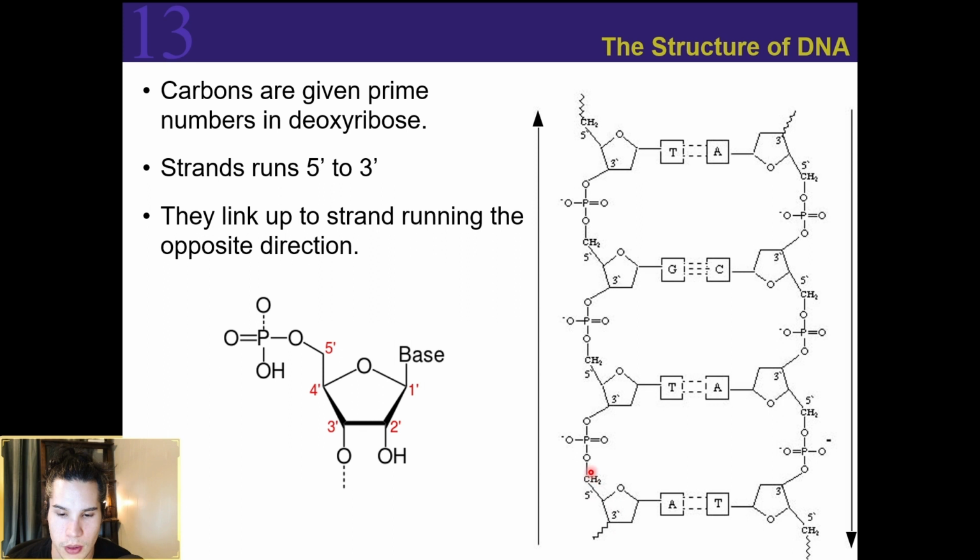Okay, so if we're starting here, you have this 3 prime carbon bound to the hydroxyl group, and then you have the 5 prime carbon bound to this phosphate, which is bound to the 3 prime carbon, which is bound to the 4 prime, which is bound to the 5 prime, which is bound to this phosphate. So it actually runs in this direction, and then in the opposite direction, you have the 3 prime carbon bound to the hydroxyl, and your 5 prime carbon bound to the phosphate, and all the way down. So that's what we mean by anti-parallel. Carbons are given prime numbers in deoxyribose. One strand runs 5 to 3, and it links up to the strand running in the opposite direction.